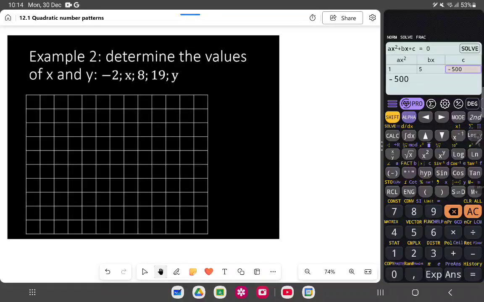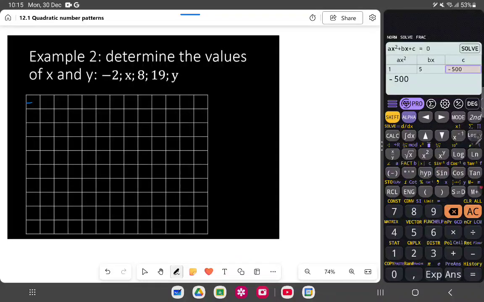For example 2, we are asked to determine the value of x and y in the sequence -2, x, 8, 19, y. In order to do this, we notice that there are two variables, two unknowns. Let's start out by writing out our pyramid. What we're aiming towards is, theoretically, solving for a and b, but we want x and y.